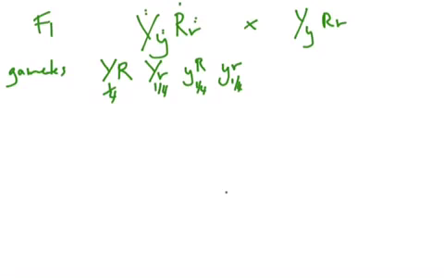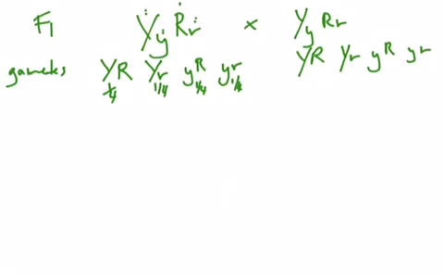And of course it's exactly the same for this individual over here. So 1/4 of the gametes will be big Y, big R, 1/4 will be big Y, little r, 1/4 will be little y, big R, and 1/4 will be little y, little r.